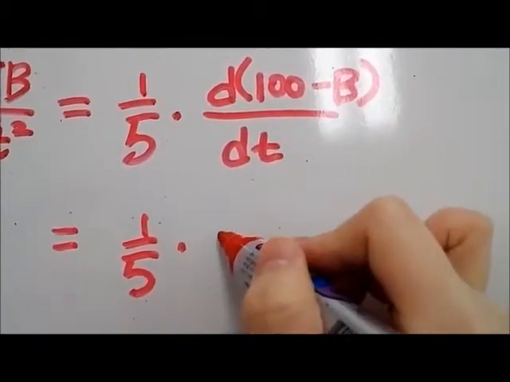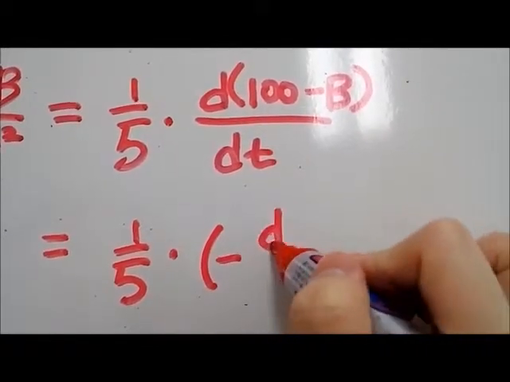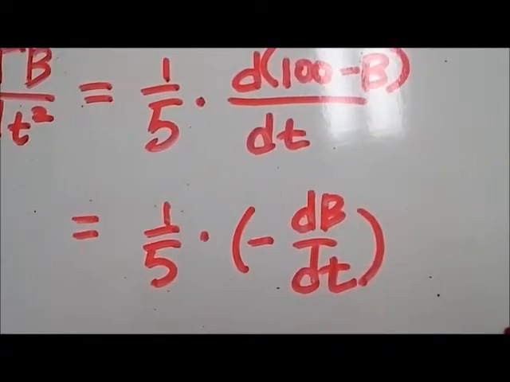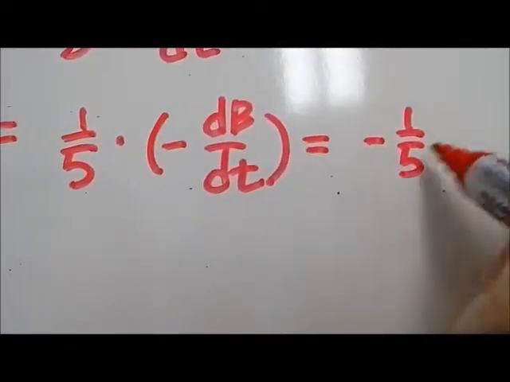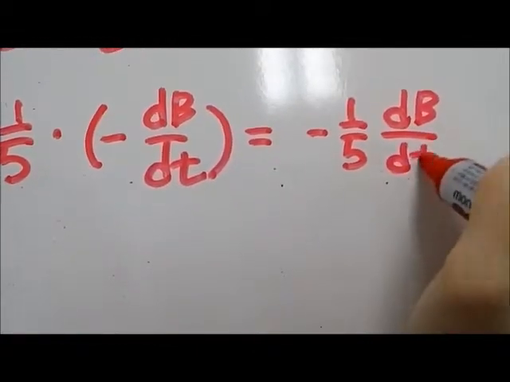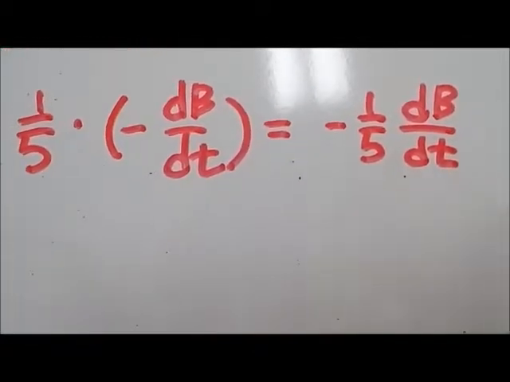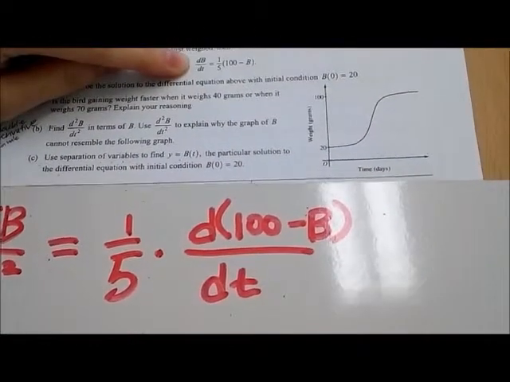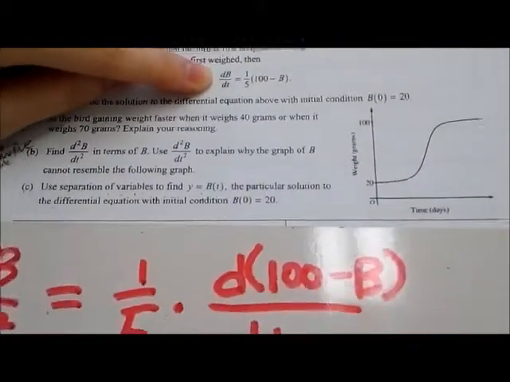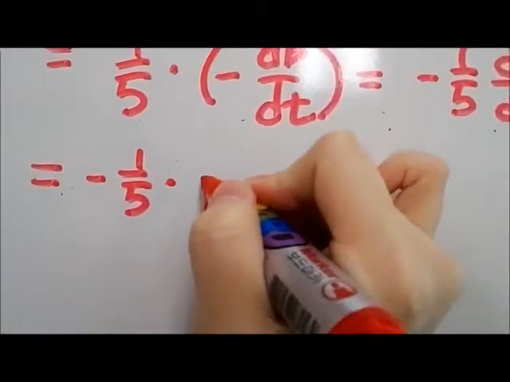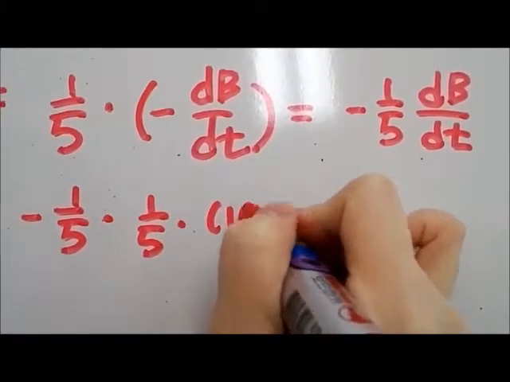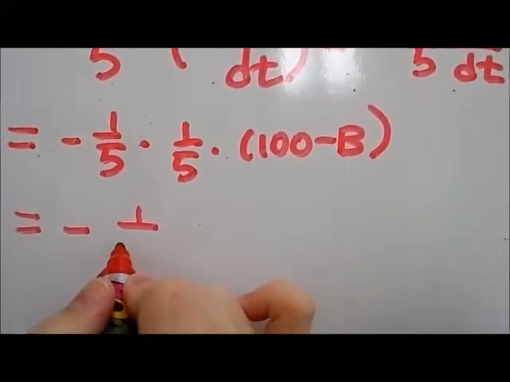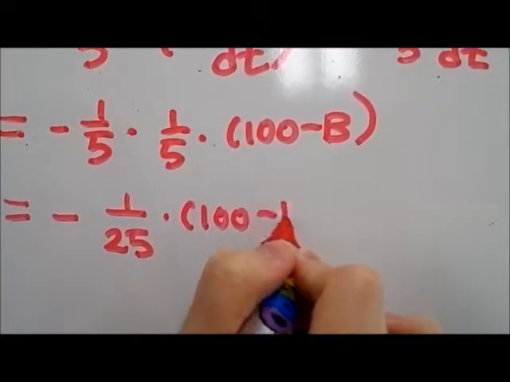The 100 is derived as 0, and negative B becomes negative dB/dt because a rule called chain rule is applied. So we can simplify this as negative 1/5 times dB/dt. Because dB/dt is as defined above, we can again plug that into the place of dB/dt, and we get this, which is again essentially equal to negative 1 over 25 times (100 minus B).